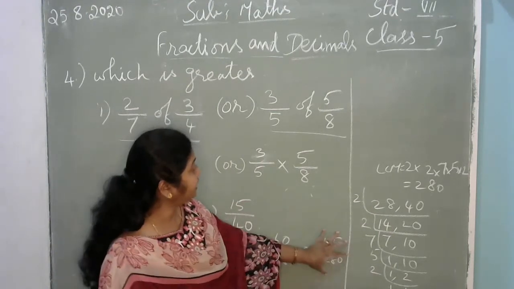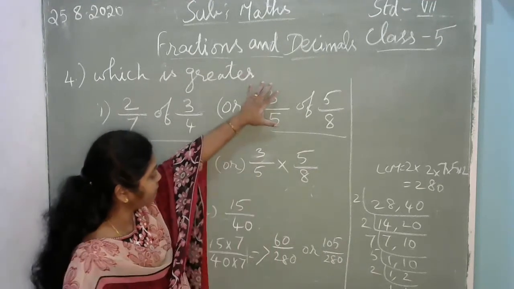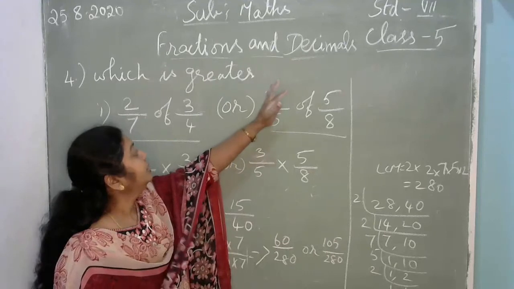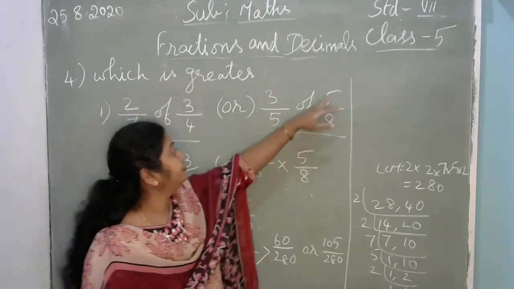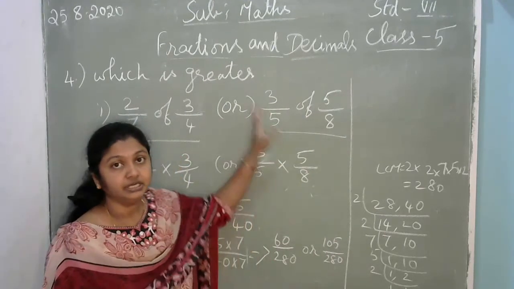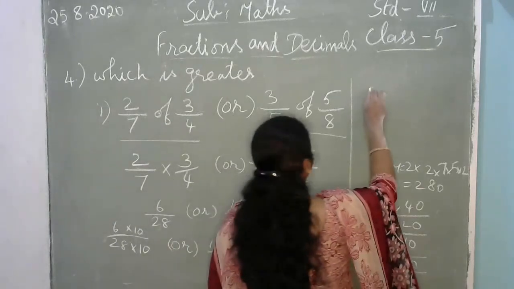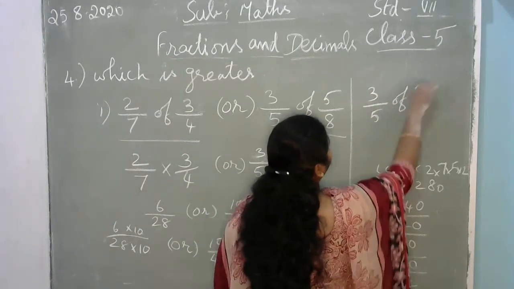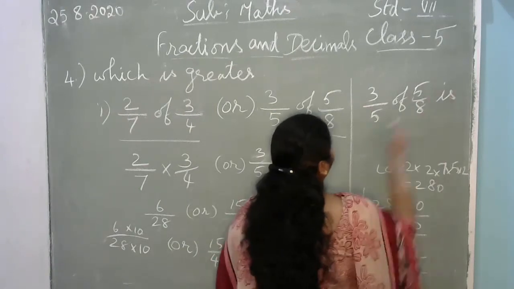So which fraction is it here? 105 is coming from this fraction. So which number is greater? 3 by 5 into 5 by 8 only is the greater number. So what is your answer? 3 by 5 into 5 by 8 is greater.